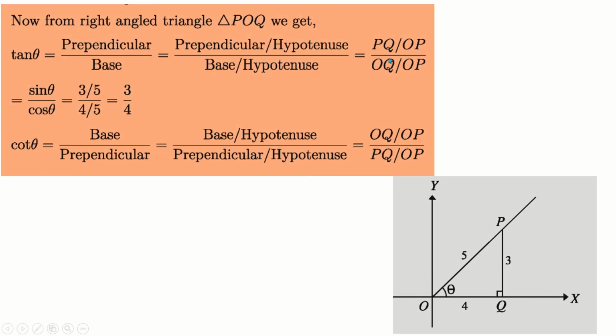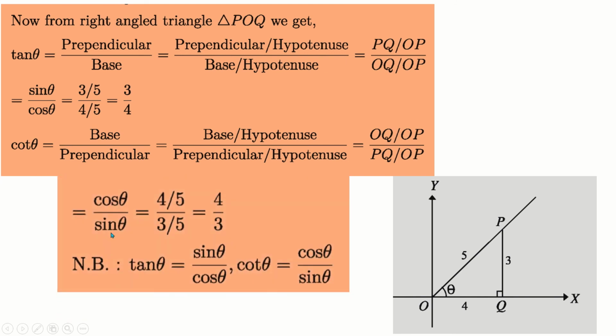Again, tan is equal to sin theta by cos theta. From here, we write sin theta by cos theta, where sin is 3 by 5 and cos is 4 by 5. After calculating, we get 3 by 4. Cot equals cos by sin theta. You can write this directly, because we know tan theta equals sin theta by cos theta and cot theta equals cos theta by sin theta. So cot theta equals 4 by 3. Clear, student?